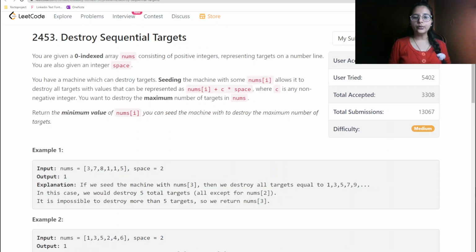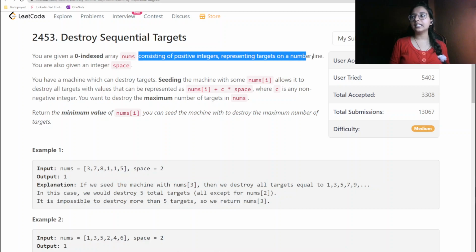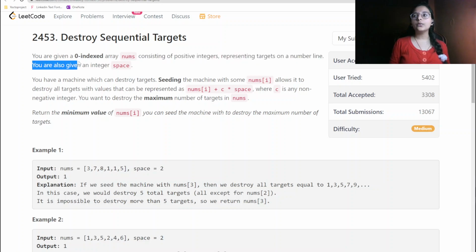So today we are going to do the LeetCode bi-weekly challenge, third question. This is about destroy sequential targets. Here you are given a zero-indexed array nums consisting of positive integers representing targets on a number line. You are also given an integer space. So basically, the nums array is given to us, and one integer space is given to us.